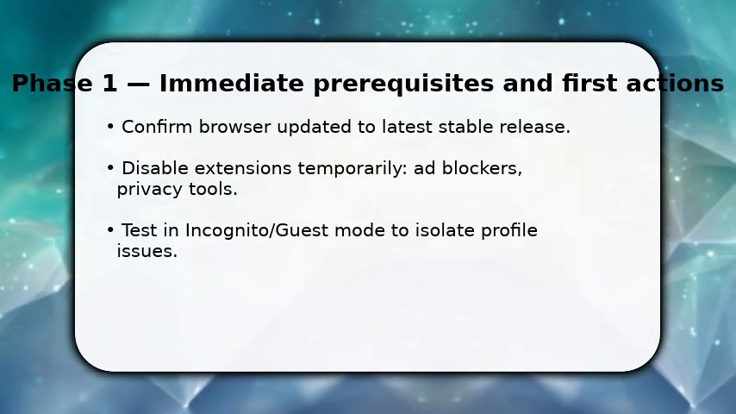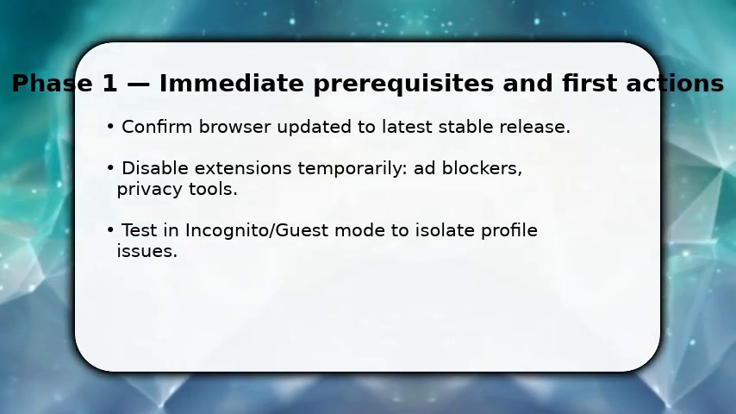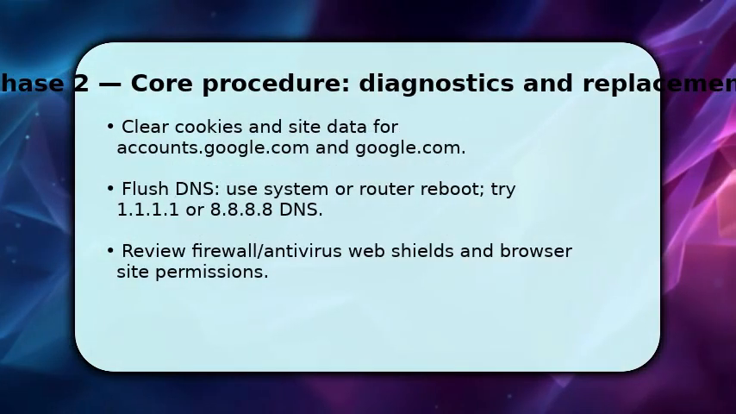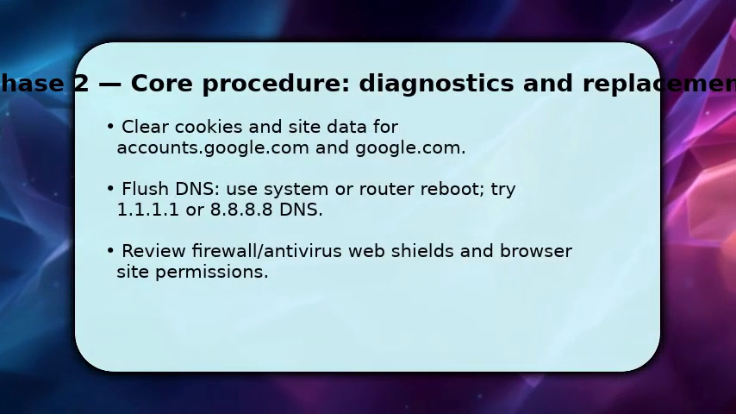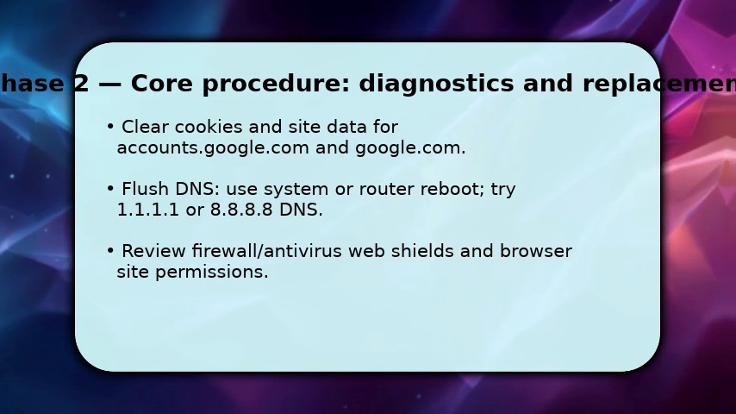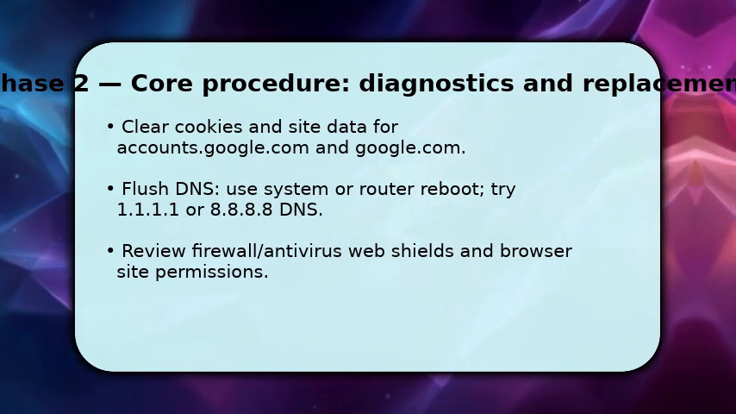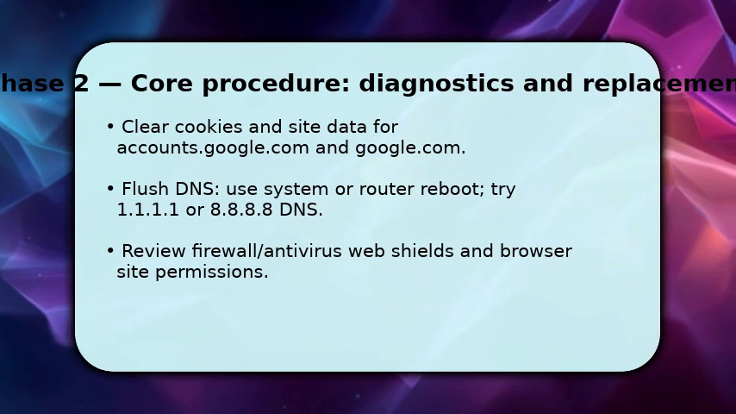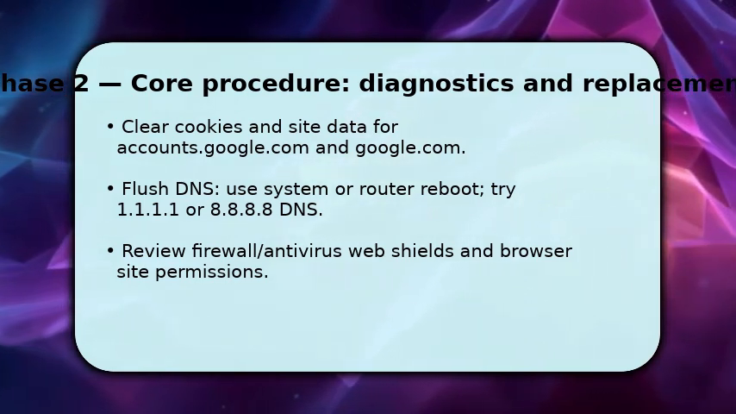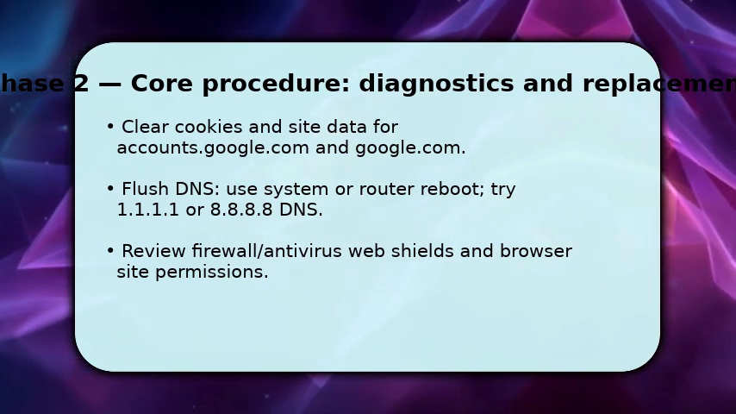Now you perform the deeper fixes that actually resolve blocked frames and handshake failures. Clear cookies and site data for accounts.google.com and google.com to remove stale auth tokens, this forces a fresh connection. Next, flush DNS cache or reboot your router, and if needed, set DNS to 1.1.1.1 or 8.8.8.8 to avoid ISP issues.